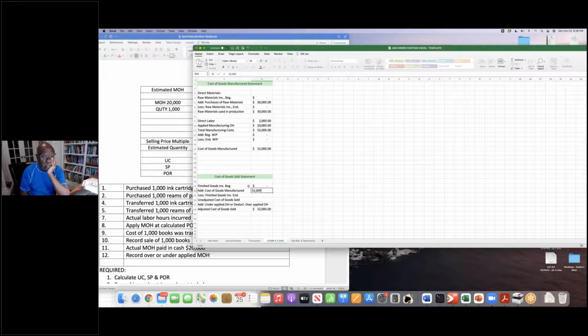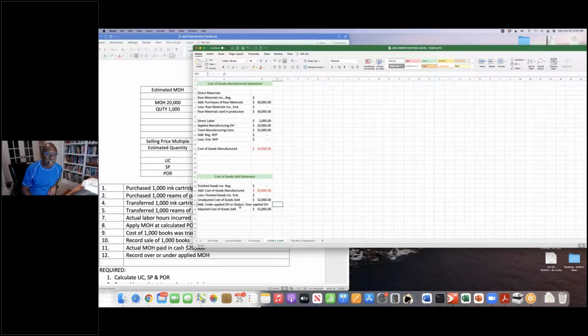Okay. So on the second line is this number. I'll put it in red. So that number comes down here in the cost of goods sold statement. So you made them and you sell. You didn't have any unfinished inventory this time. You sold it all. So your unadjusted was 52,000. There was no over or underplan because it came out exactly right.